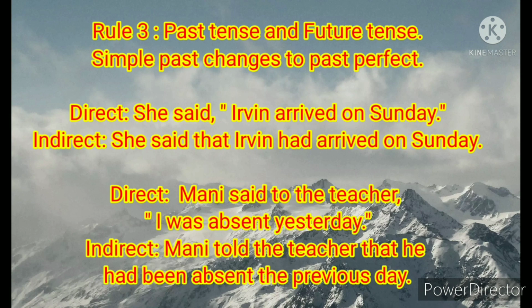Look at the next example. Direct speech. Mani said to the teacher, I was absent yesterday. Here, the reported verb was is simple past tense. It changes into had been, that is past perfect tense, in indirect speech. So, the indirect speech sentence is Mani told the teacher that he had been absent the previous day. So, simple past tense changes into past perfect tense.